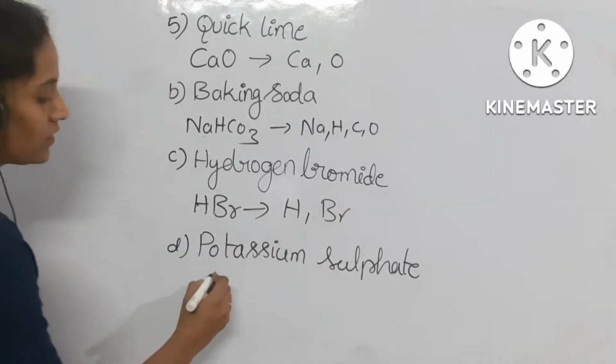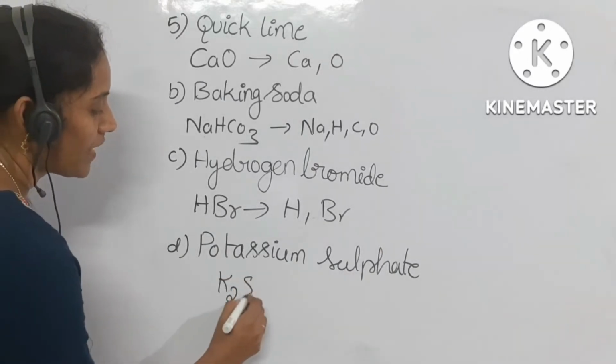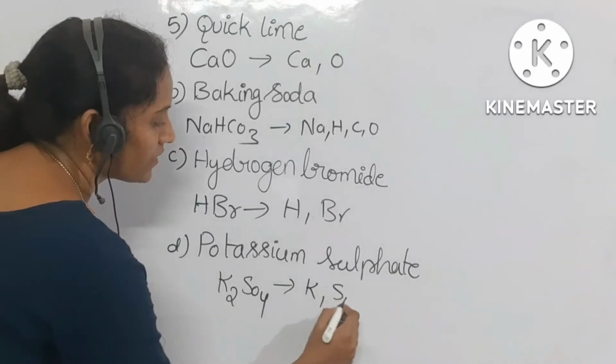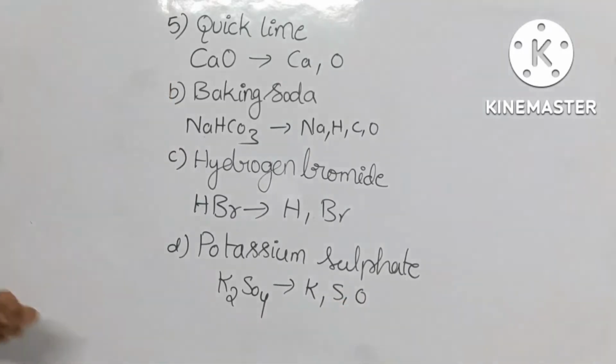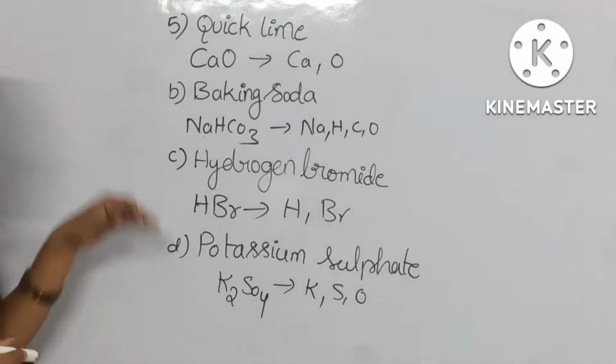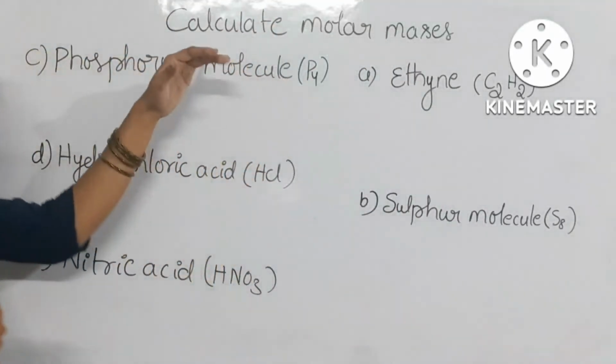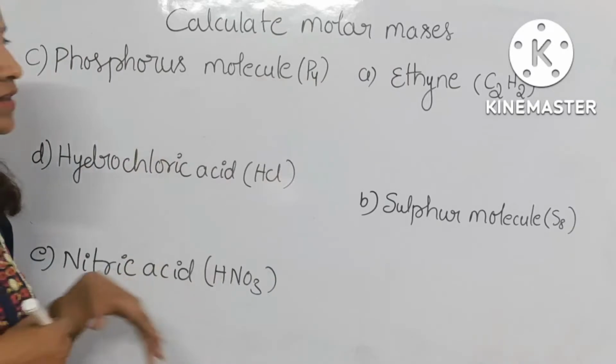Potassium sulfate, K2SO4, is its molecular formula. So potassium, sulfur and oxygen will be present in the molecular formula of potassium sulfate. This is problem number 6 from your exercise. You should calculate molar mass for all these compounds.